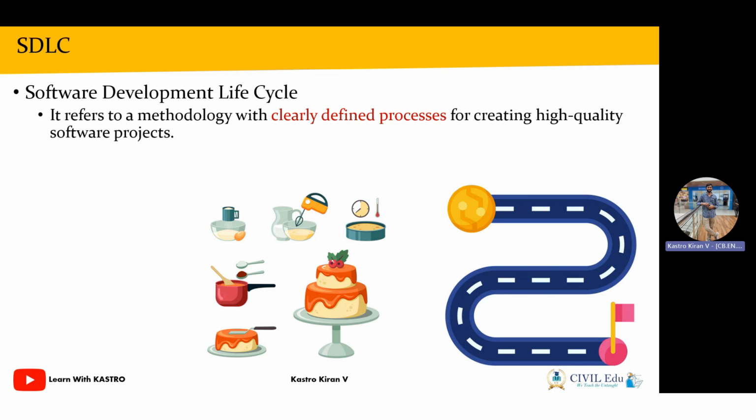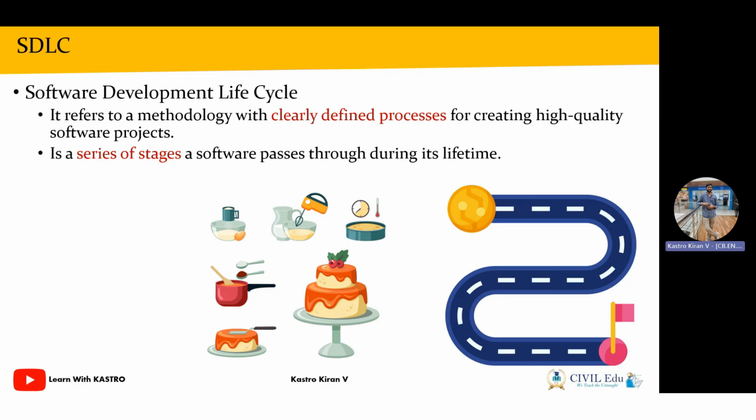Similarly, in a software project also, SDLC is a methodology with a clearly defined process in order to get the final output of our project. It basically involves a series of stages. If you see the cake making pattern, you can see there are 5 different stages: stage 1, stage 2, stage 3, stage 4, and stage 5. Like this, we have 5 different stages here.